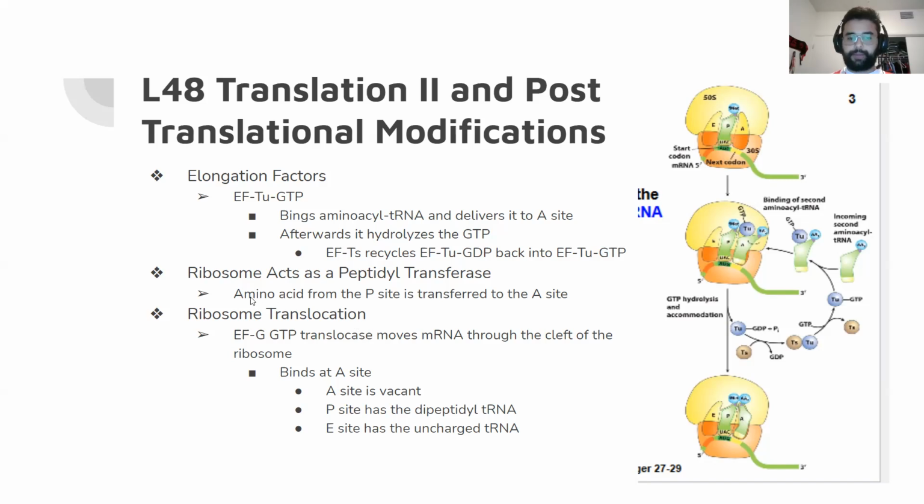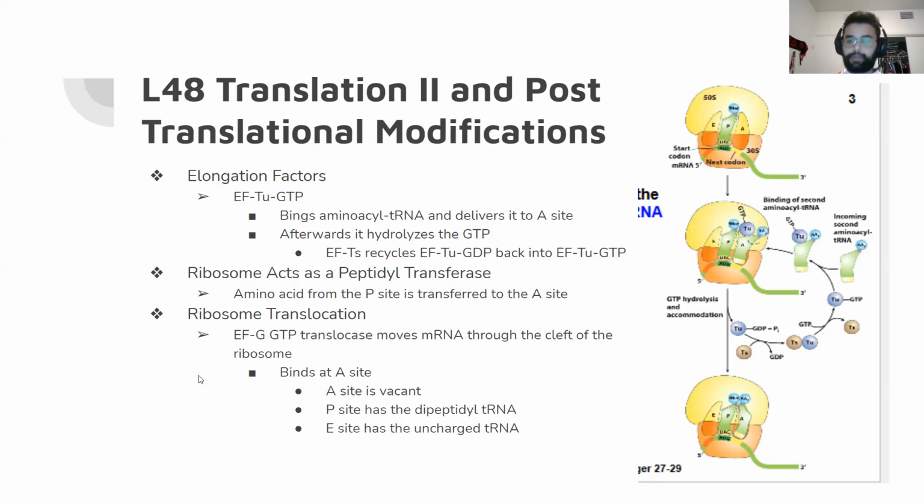The interesting thing about the ribosome is that it also acts as a peptidyl transferase. So it's creating the peptide bonds between these new amino acids. The amino acid from the P site is transferred to the A site. And that's just the connection, right? So what we're looking at right here is the amino acid that was in our P site, which in this case is our formylmethionine, and it's going to have a peptide bond attached to this new amino acid in the A site, and then the tRNA that's in the A site now is going to have two amino acids.